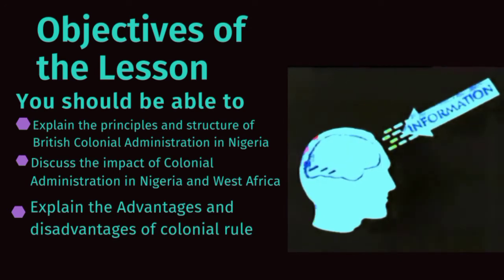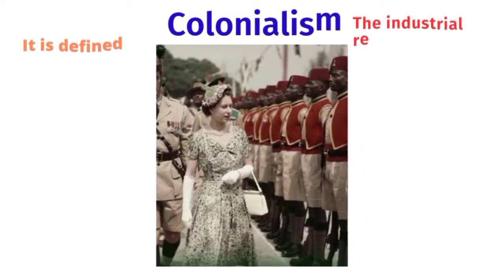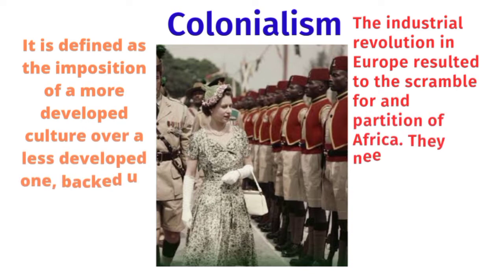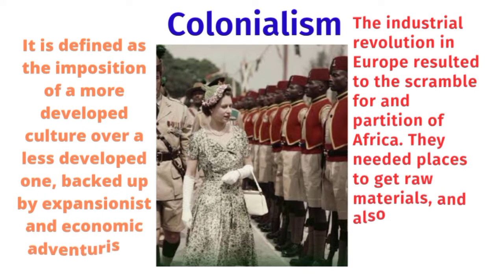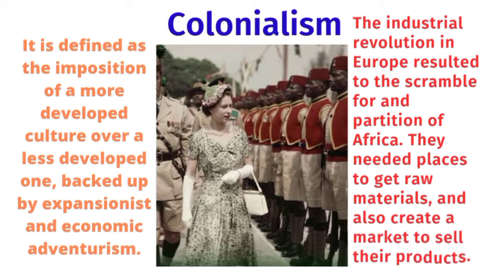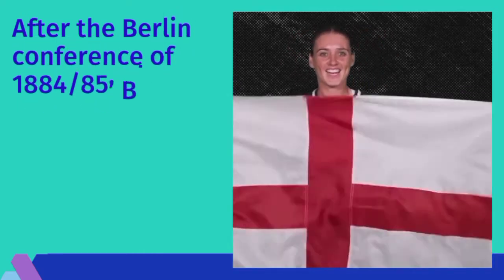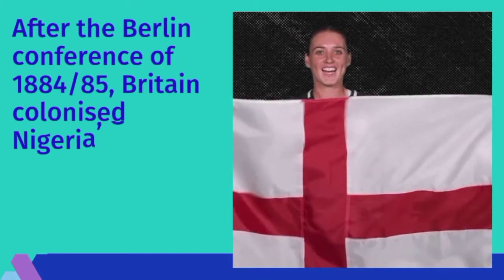Now, let's look at colonialism. What does colonialism mean? Colonialism is defined as the imposition of a more developed culture over a less developed one, always backed up with expansionist and economic adventurism. Colonialism started as a result of the industrial revolution in Europe, when they started looking for raw materials and also a market base where they could sell their products. That led to the scramble for and partition of Africa.